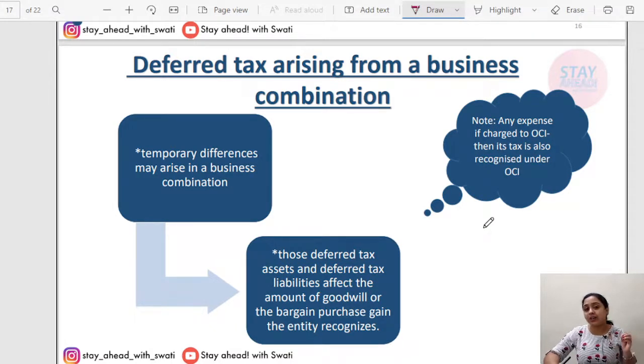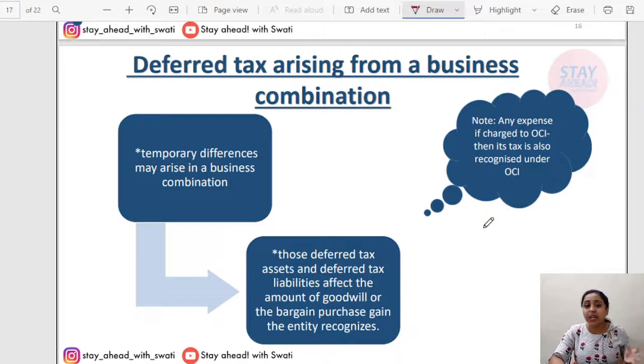Any DTA or DTL that arises on business combination needs to be first adjusted against the goodwill. If you relate it with the impairment loss, whenever there is an impairment loss in case of business combination, you needed to first charge it towards the goodwill. You write off the goodwill. Even if there is excess above the goodwill amount, you charge the remaining impairment loss in the carrying amount of the non-current assets, or the remaining assets.